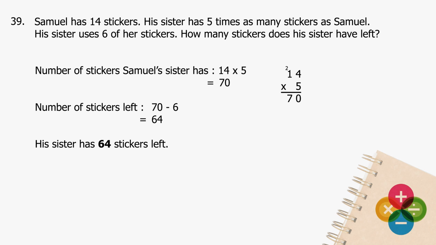The number of stickers Samuel's sister has will be: multiply 14 by 5, and the product is 70. The number of stickers Samuel's sister has left will be: subtract 6 from 70, and the difference is 64. His sister has 64 stickers left.